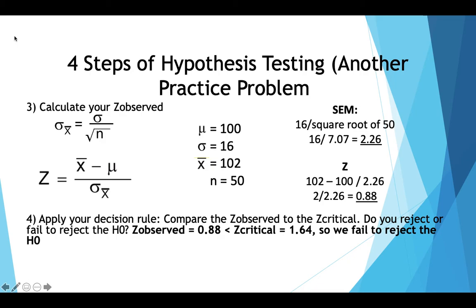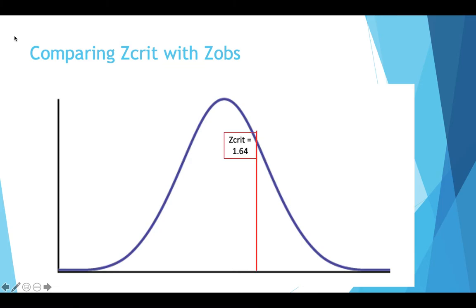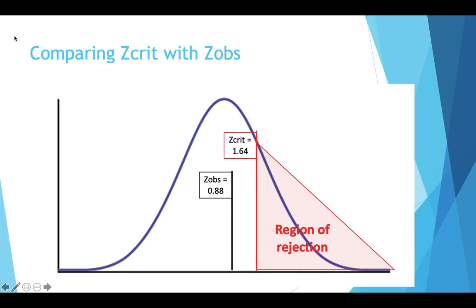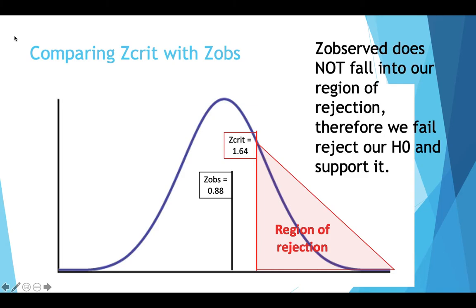And now it's time to apply our decision rule. Compare your z observed to your z critical. Here, the z observed is 0.88, which is less than our z critical of 1.64. So we fail to reject the null hypothesis. Visually, here's our critical value, our region of rejection, our observed score, which does not fall into our region of rejection. Therefore, we fail to reject our null hypothesis and we support it. So this means that the sample of students' IQ scores were not significantly greater than the general population.